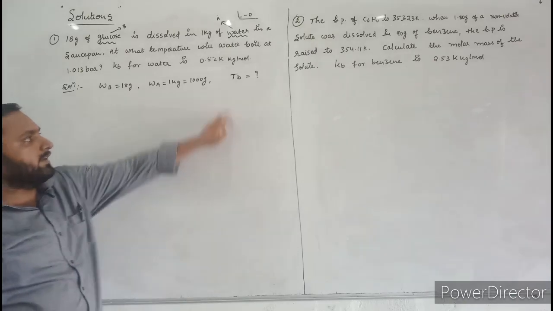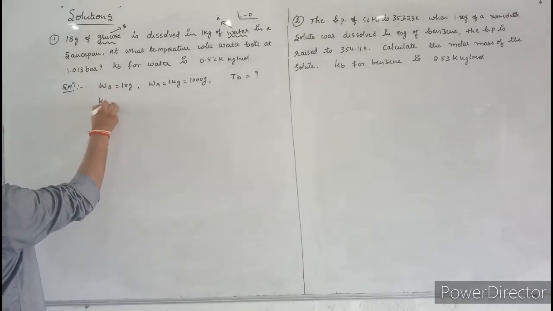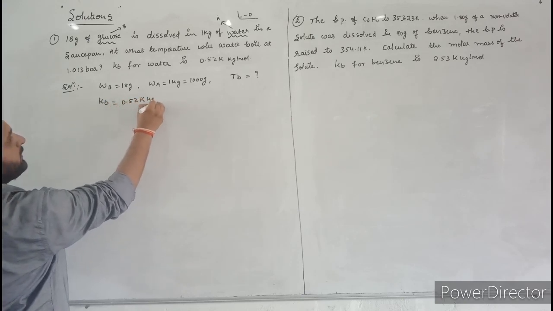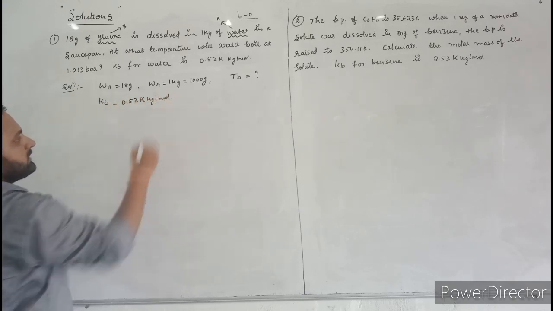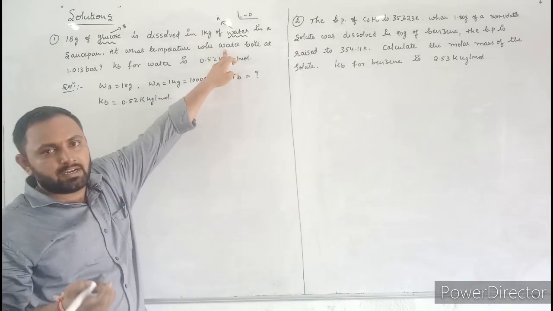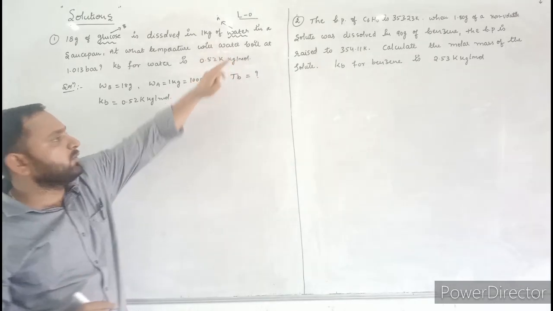Here you have to calculate TB. Next, here the KB value is given. The KB is equal to 0.52 Kelvin kg per mole. He is asking to calculate the boiling point of water in the solution. Then what is the boiling point of pure water?